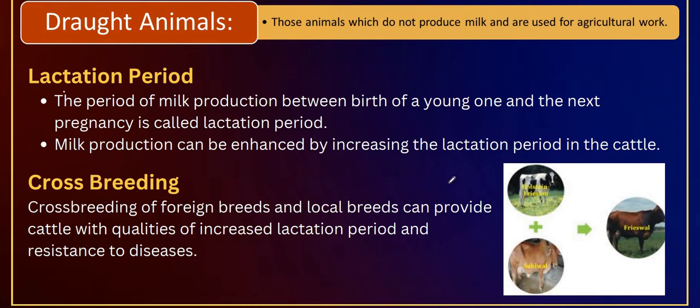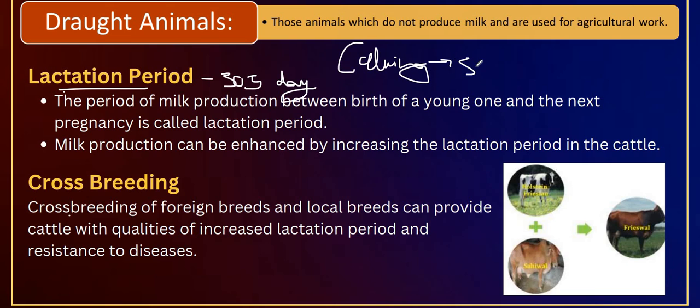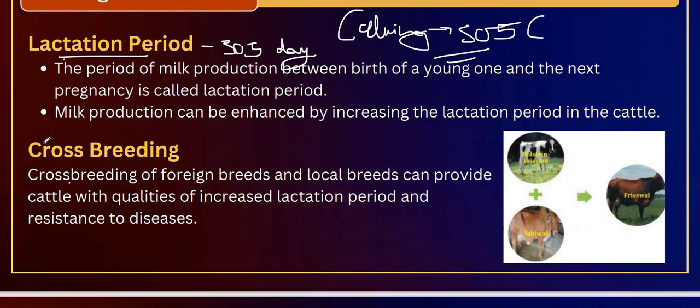Milk production can be enhanced by increasing the lactation period in the cattle. But how to increase it? Here I saw the lactation period of the cow is 305 days, since the birth of the calf, from calving. From that day till 305 days it will give milk, and after that it will stop giving milk. Then when it gets pregnant again, it will secrete milk again. So that is the lactation period.